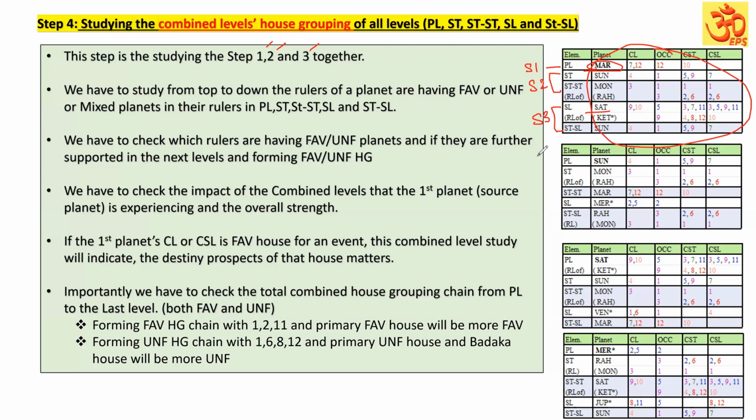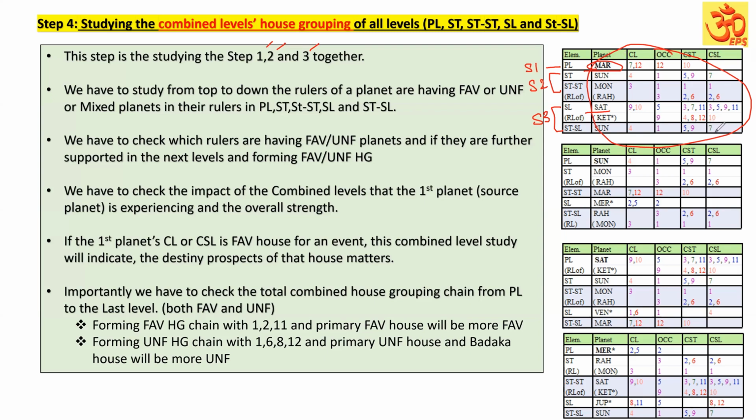It means for an event, we check whether the first level planet is favorable, whether the second level planet is also favorable or not, and whether the third level planet and the sublord are also favorable or not. That way, at each level, whether the planets are favorable, unfavorable or mixed, we have to study, so that we know whether the planet from the source is getting further supported or not at each level. So that is called step number 4.